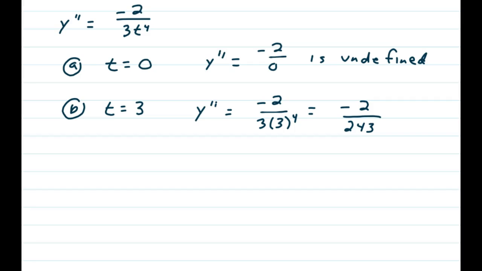And part A is to put t equal to 0 in there, so we get negative 2 over 0, which is undefined. T is equal to 3, you get negative 2 over 3 times 3 to the fourth, which turns out to be negative 2 over 243.